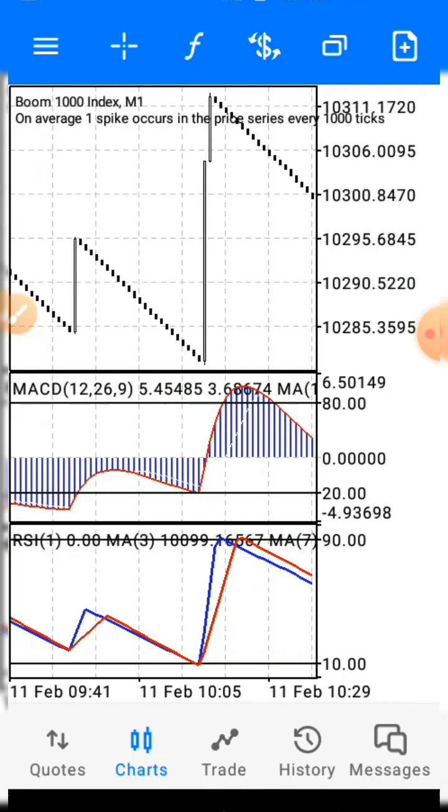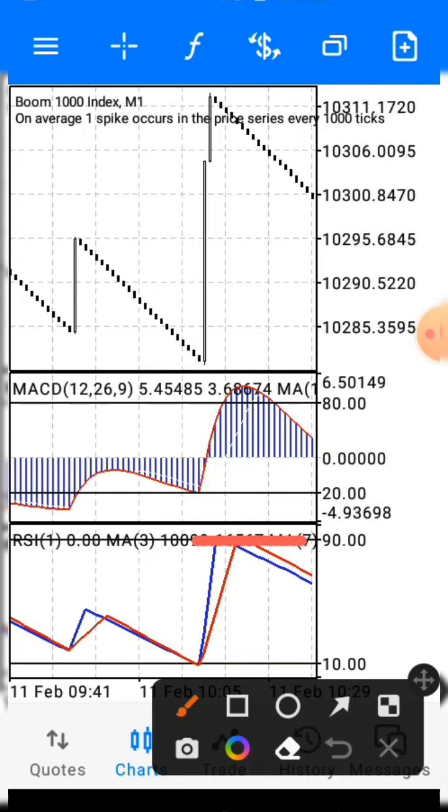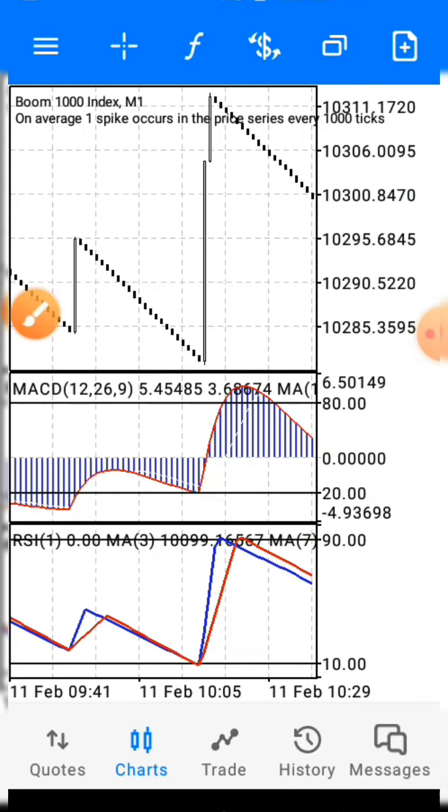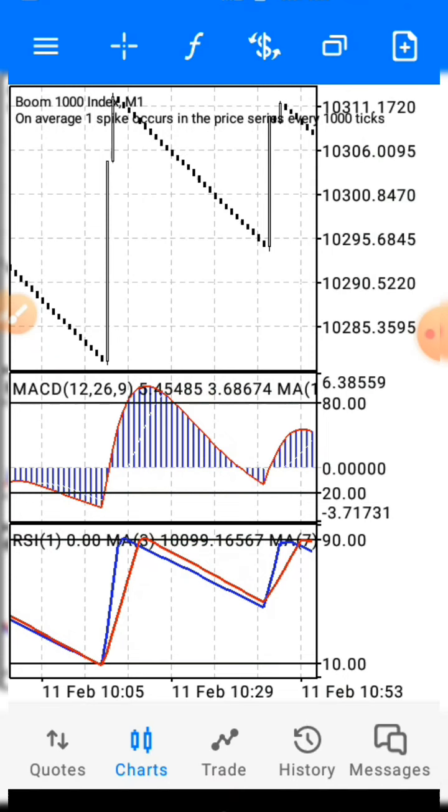Okay, now you can see it has happened right here. Then let's say you are waiting for your conditions and this happens right now. You just go in for 5 candles. Okay, you go in for 5 candles and then you are done. Wait for the next condition.